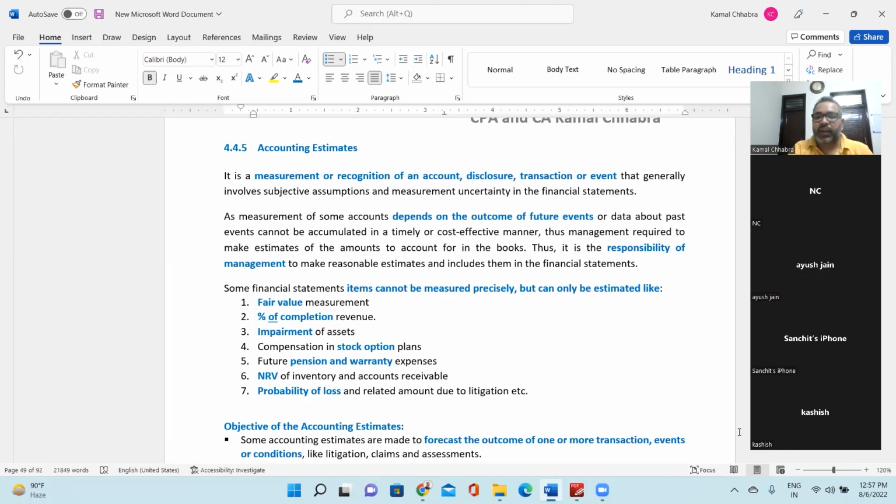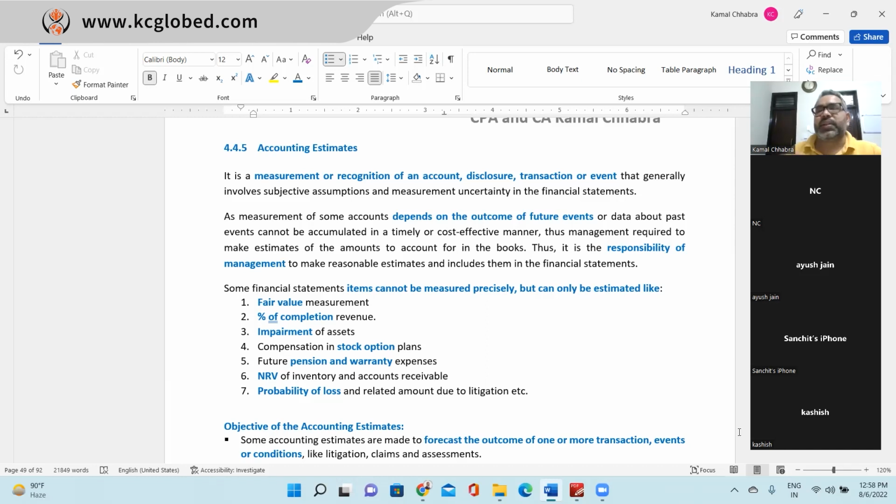Some of the financial statement items cannot be measured precisely, but can only be estimated, like, for example, fair value measurement, percentage of completion method of revenue, impairment of assets, compensation for stock option plans, future pension or warranty provisions, right? Net realizable value for inventory or accounts receivable, probability of loss and related amount due for litigation claims and assessment. So in this scenario, you cannot precisely calculate the amount, so you need to make the estimate. And all those estimates are generally based on certain assumptions taken by the management.